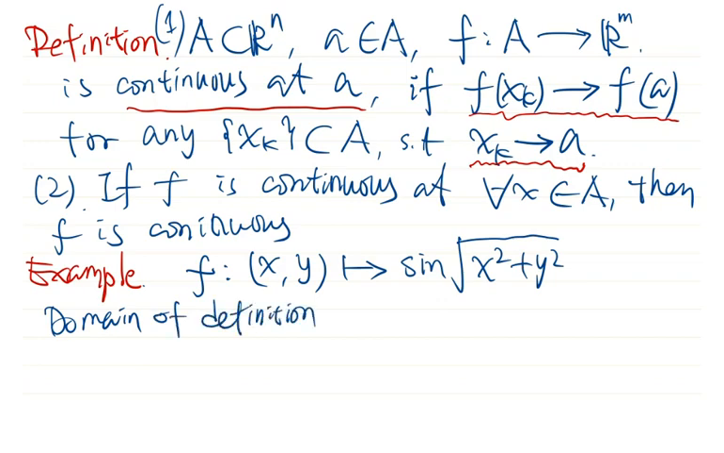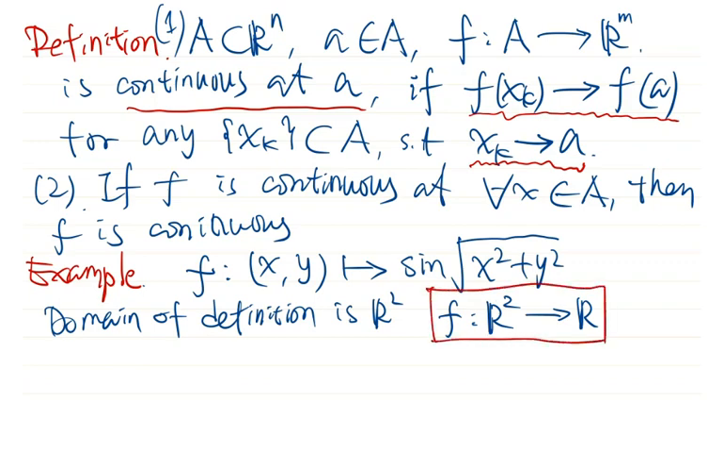This function is defined on R^2. Our function is in fact this map. The domain of definition is R^2. So I declare that this function is continuous. How to prove this? The proof is very easy.